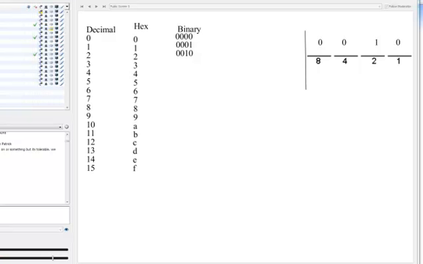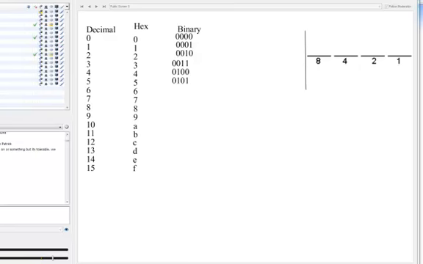Okay, what's a 3? This is where we start to get a little tricky. A 3 in hex, or binary, I apologize. Good, 0, 0, 1, 1. How about a 4? That's kind of easy, right? 0, 1, 0, 0. A 5. Good, that's a 4 and a 1.